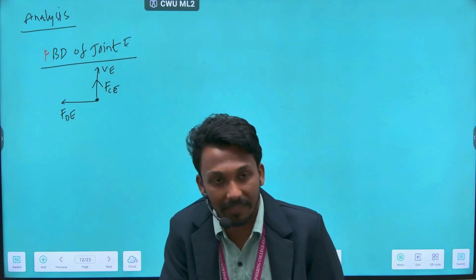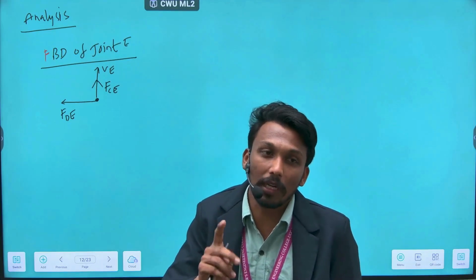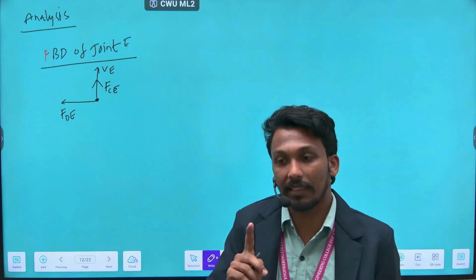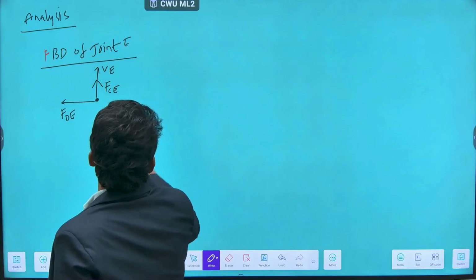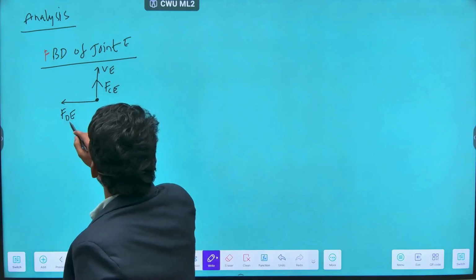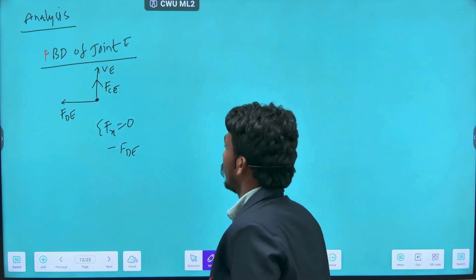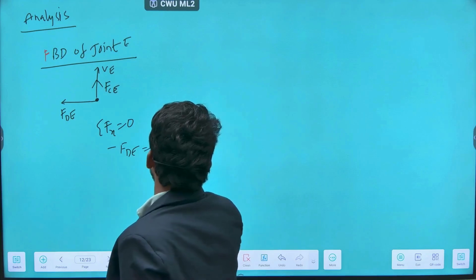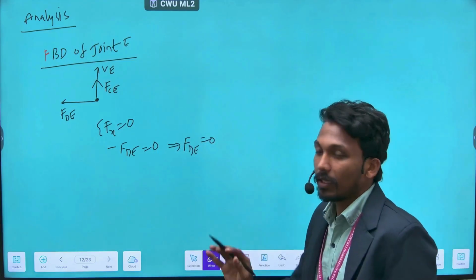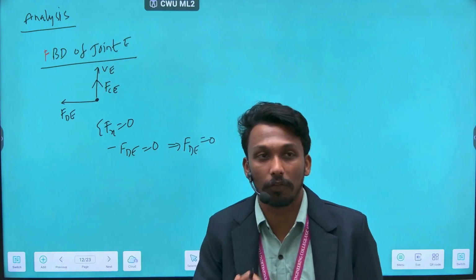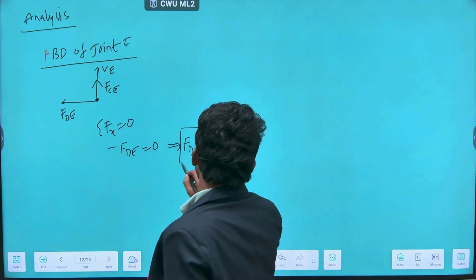As I have clearly mentioned many times, at the joint there will be no resistance to movement, and hence we have only two equilibrium equations, that is sigma Fx is 0 and sigma Fy is 0. So if I apply sigma Fx equals to 0, what are the forces in the horizontal direction? FDE. It is in negative x direction, so it is minus. So this is my sigma Fx, which equals 0, implies FDE is 0. What does this mean? It means the member DE is carrying no force. The force acting in the member DE is 0. That is one conclusion. So FDE is 0.